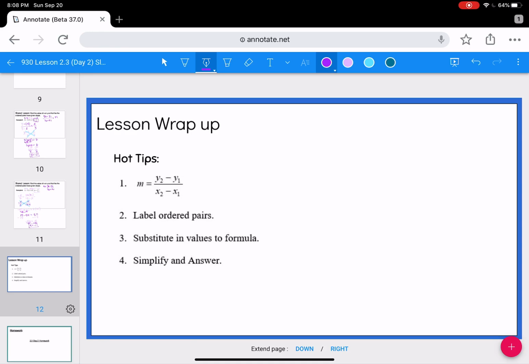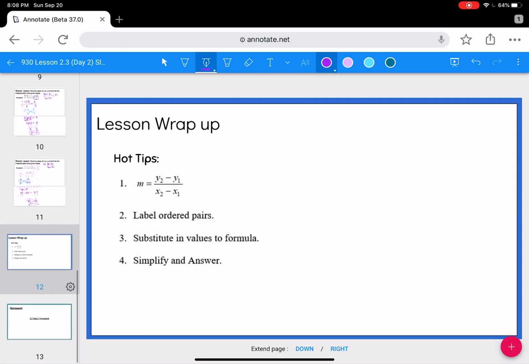Now, we have our lesson wrap up here. Today we were solving for slope using our formula: m is equal to y2 minus y1 over x2 minus x1. You have to label your ordered pairs. That is going to prevent you guys from making any silly mistakes. It's easy to mess up those numbers. Then you're going to substitute those values into your formula, and you have to simplify your answer, especially when you have fraction answers. Simplify all fractions for slope.